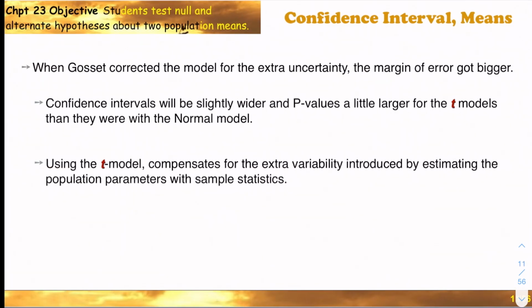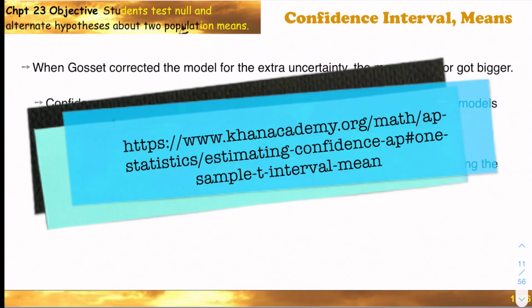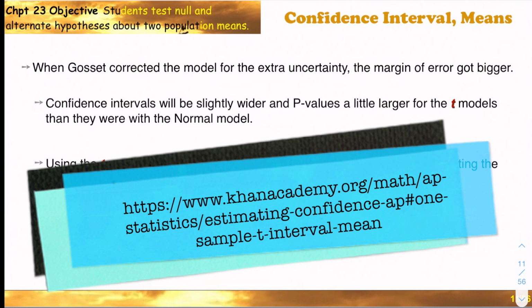When Gosset corrected the model for the extra uncertainty, the margin of error became bigger. So confidence intervals will be slightly wider, and p-values will be a little larger for t models than they were for the normal model. Using the t model compensates for the extra variability introduced by estimating the population parameters with the sample statistics. Now, if you need a further explanation, I highly suggest watching a few of the Khan Academy videos on AP Stats.